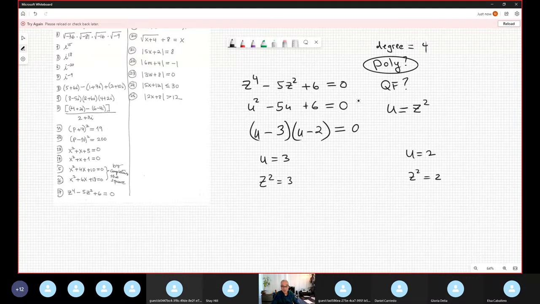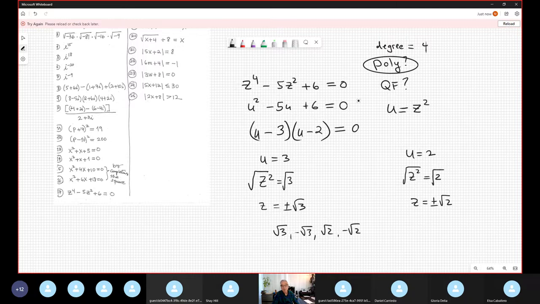In this moment you have two easy incomplete quadratic equations. C is equal to plus or minus radical 3, and C is equal to plus or minus radical 2. So the solutions are radical 3, minus radical 3, radical 2, minus radical 2. Four solutions, exactly as we predicted at the beginning. In this case, everything is real.